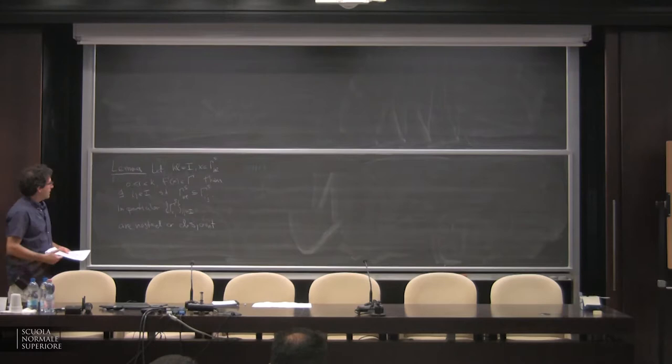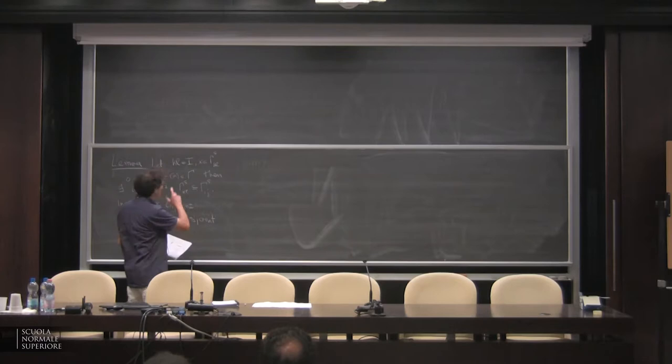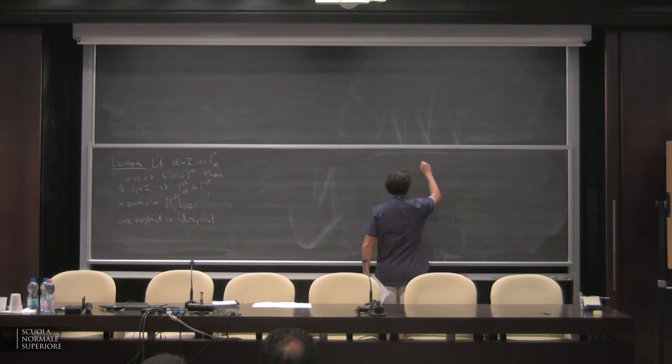So this, of course, is a crucial lemma for the whole construction, and this is where we use in a fundamental way the fact that the rectangle is nice, which we have not used yet. So let me just remind you of the setting that we've got. So we've got a rectangle.